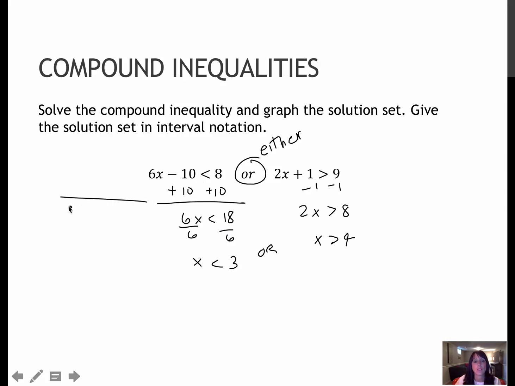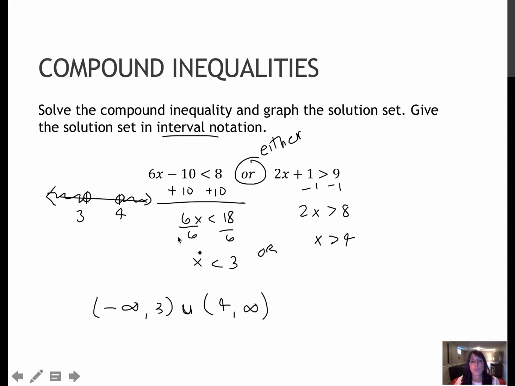So using my little trick on my graph, I would say this is in this direction, 4 is in this direction. So where are either of them shaded? Either to the left of 3 or to the right of 4. On the interval notation, I would write that as negative infinity up to 3, union from 4 up to positive infinity. So it's everything except for from 3 to 4.